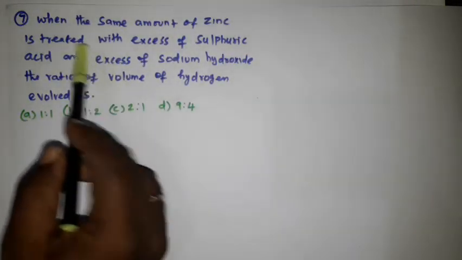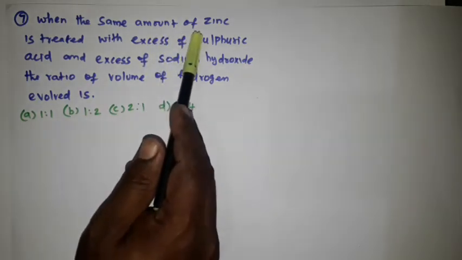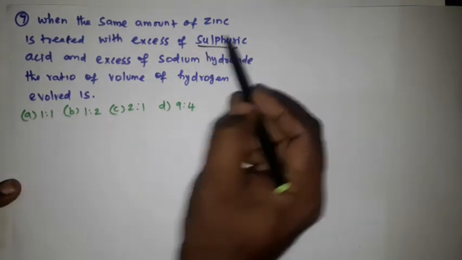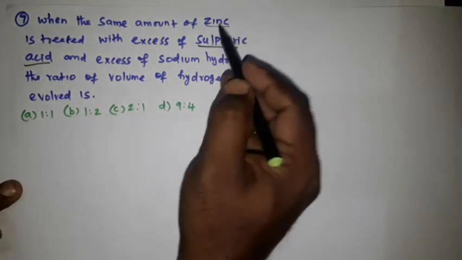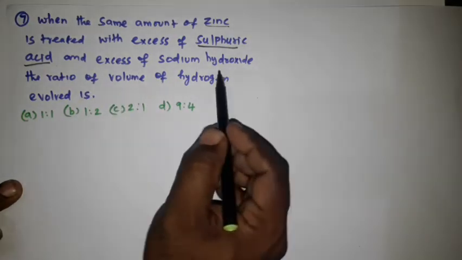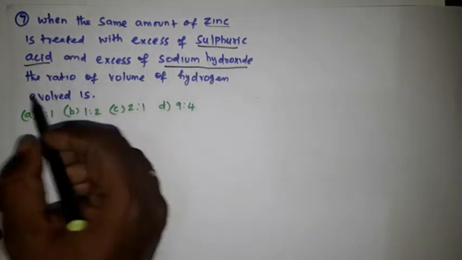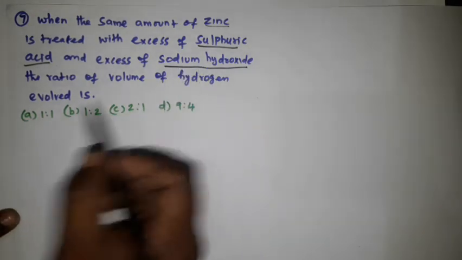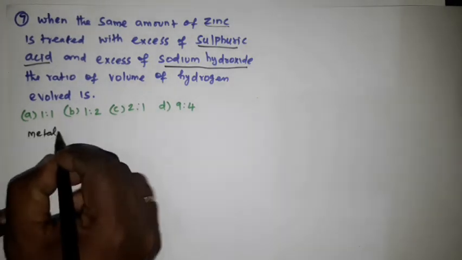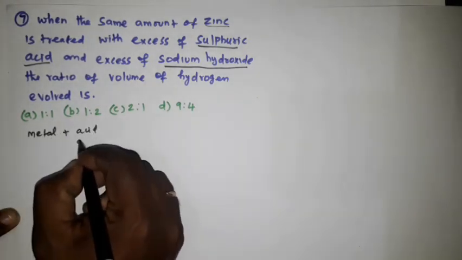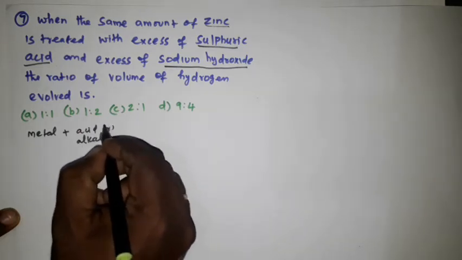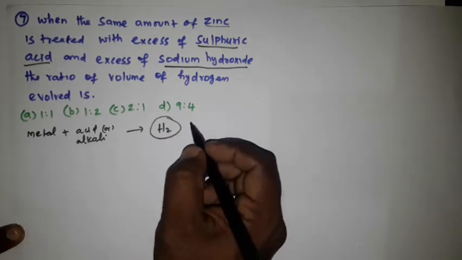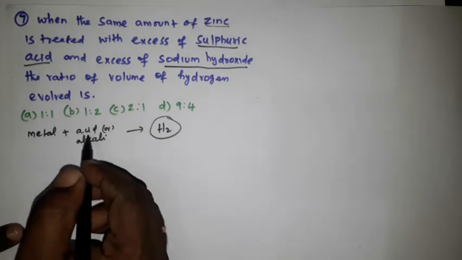Now question number 7. When the same amount of zinc is treated with excess of sulfuric acid, which is an acid, and zinc is the metal, and excess of sodium hydroxide, which is an alkali, the ratio of volume of hydrogen evolved is, see in both cases, when a metal reacts with acid or alkali, you will get one of the products, that is hydrogen gas. So what is the ratio they are asking with alkali and acid?